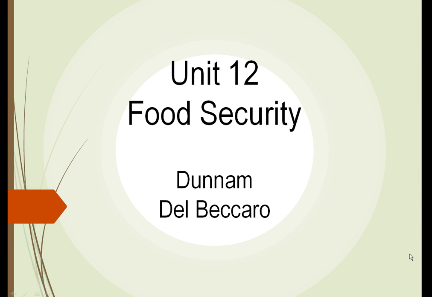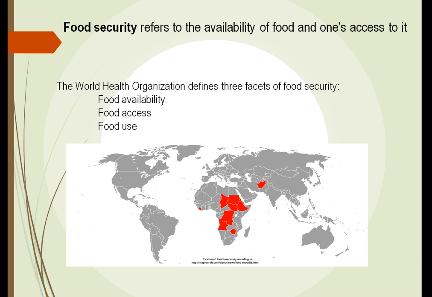This is SAT105, Unit 12, Food Security. Food security refers to the availability of food and one's access to it. The World Health Organization defines three facets of this: the availability, the access, and the use.